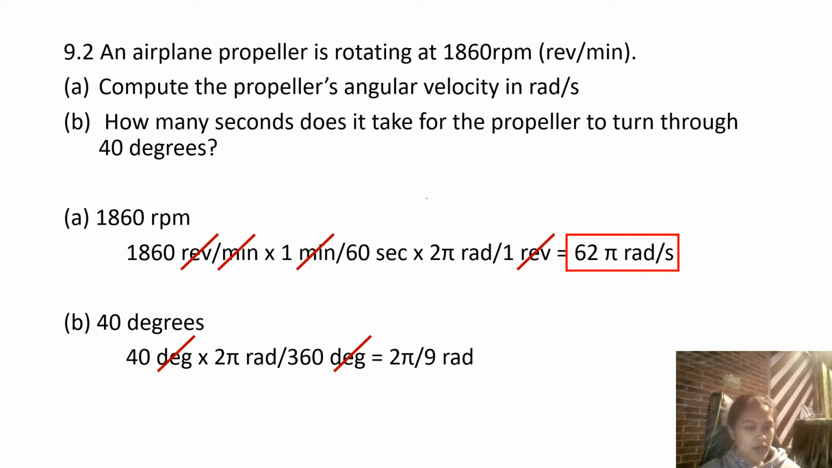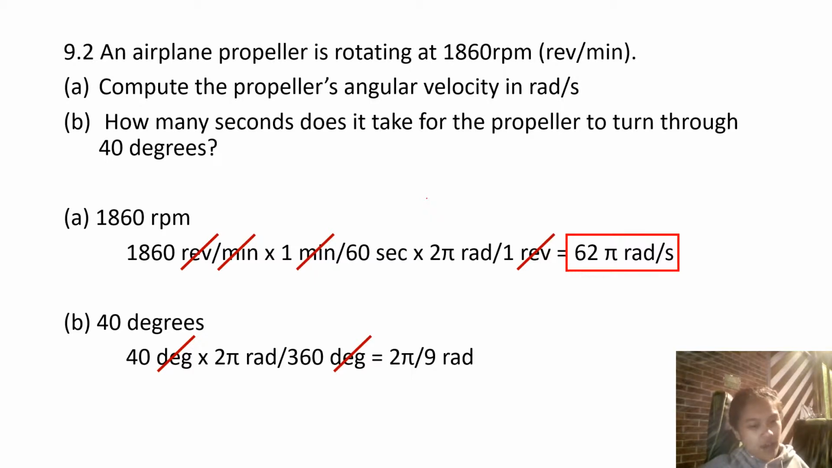An airplane propeller is rotating at 1860 rpm, or revolutions per minute. We have to compute the propeller's angular velocity in radians per second, and then compute how many seconds it takes for the propeller to turn through 40 degrees.